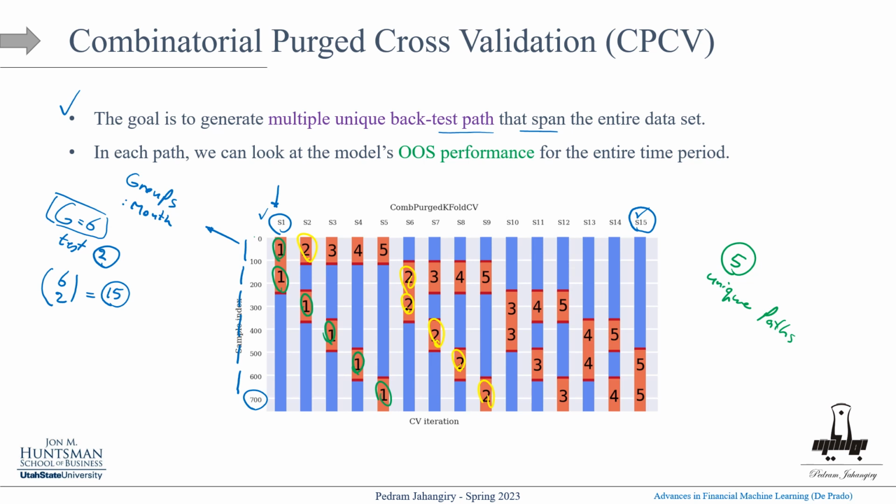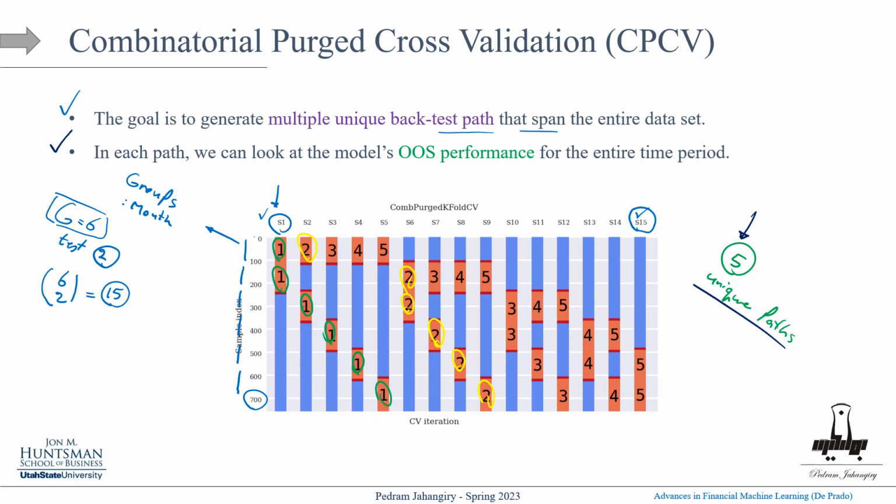Right? So again, there's a formula where we can get this number 5 here, but whatever it is, at the end of the day, using CPCV, combinatorial purged cross validation, we were able to generate, in this example, 5 unique paths that span the entire data set. What's quite unique about this approach is that it will help us avoid overfitting, and basically we don't get super optimistic performance metrics, right? So this is really, really important. And remember, in each path that we generated, in this example we had 5, we can look at the model's out of sample performance for the entire time period.